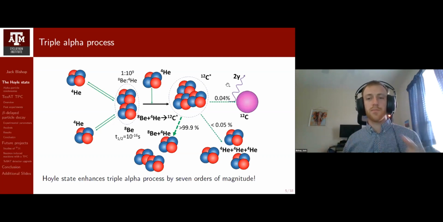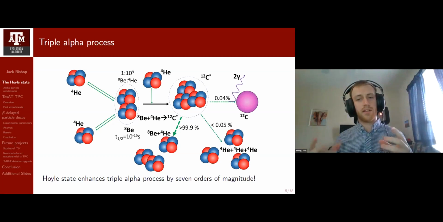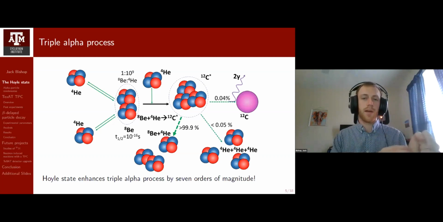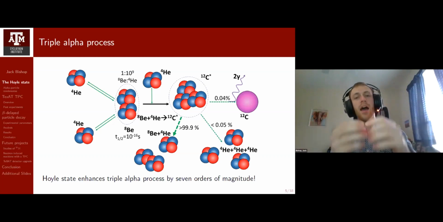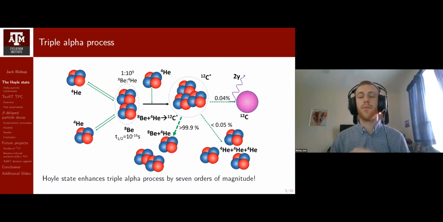Now, the vast majority of times, over 99.9% of the time, we populate this resonance, and then it decays straight back apart again into beryllium-8 plus alpha particle. And we have to start this whole process over and over again. And you can see that there's actually a third branch, which I've shown here. This is where the carbon-12 in the Hoyle state can decay, rather than a sequential decay through the beryllium-8 ground state and then an alpha decay, and then the beryllium decays into 2 alpha particles, we can directly decay into 3 alpha particles through this 3-body reaction.